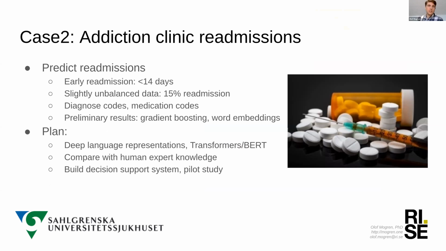The second case is the addiction clinic readmissions, which Magnus just talked about. So the prediction of readmissions from people who are at the addiction clinic. There are some challenges. We have some unbalanced data, and we have some different fields in the data set which could be useful: the diagnosis codes, medication codes, and so on. As Magnus mentioned, there are some preliminary results here as well.